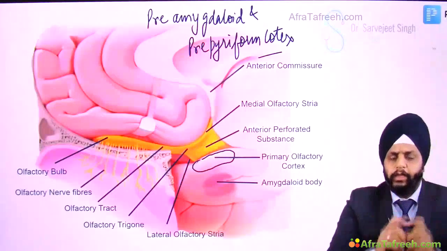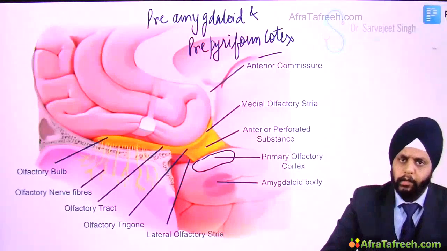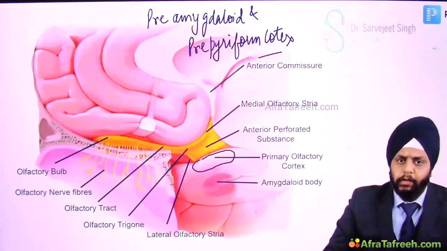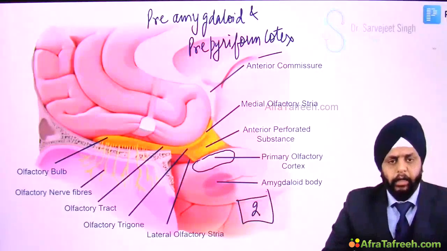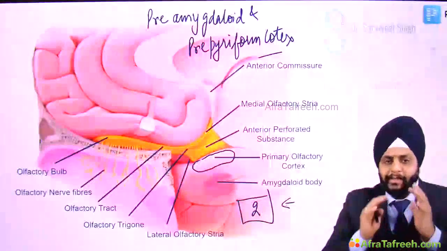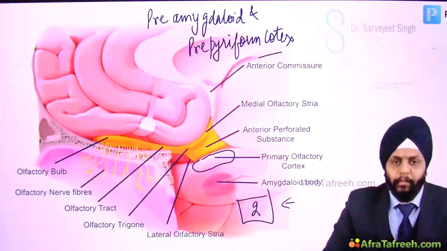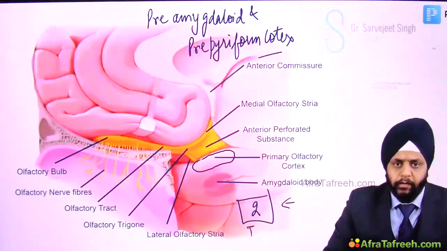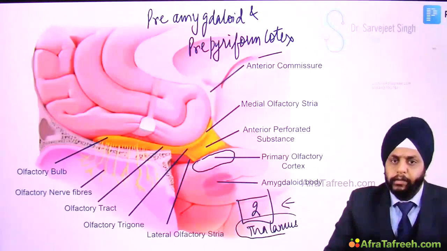If you notice in this pathway, there are only two neurons. Okay, this whole pathway consists of just two neurons only. Right? Second thing, if you notice, this is the only sensory pathway which does not relay in the thalamus. Okay, so it does not relay in the thalamus, it directly goes to the cortex.